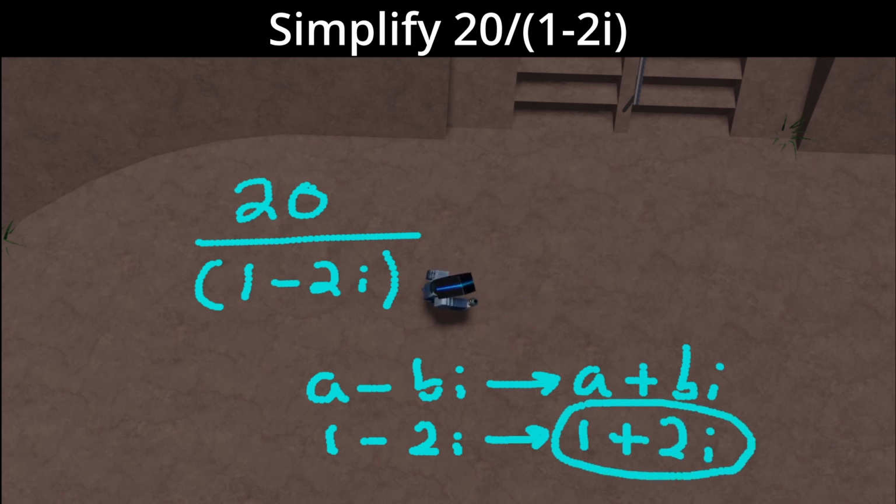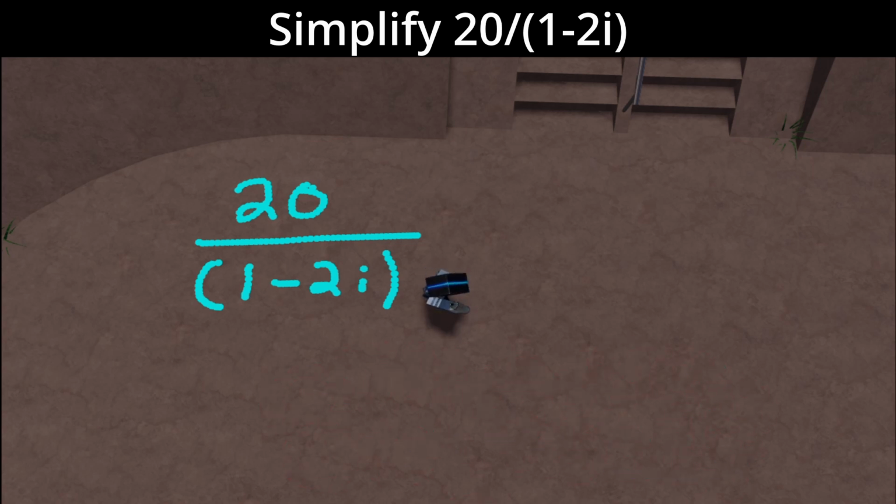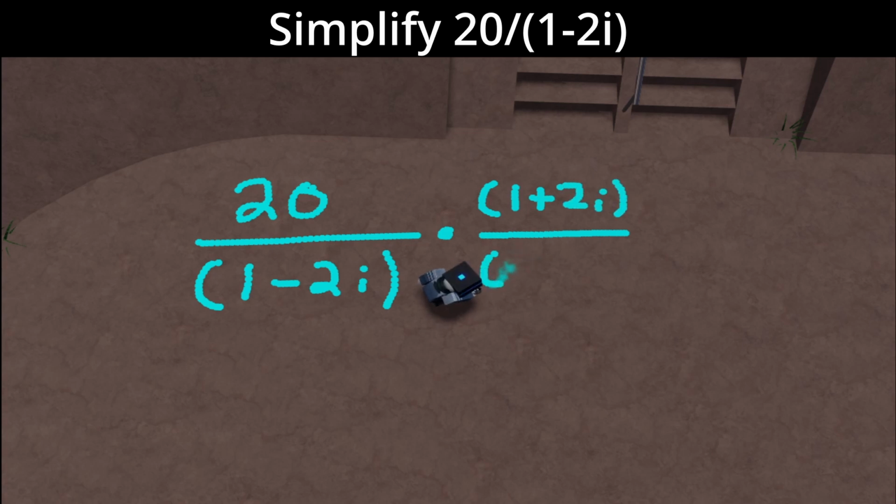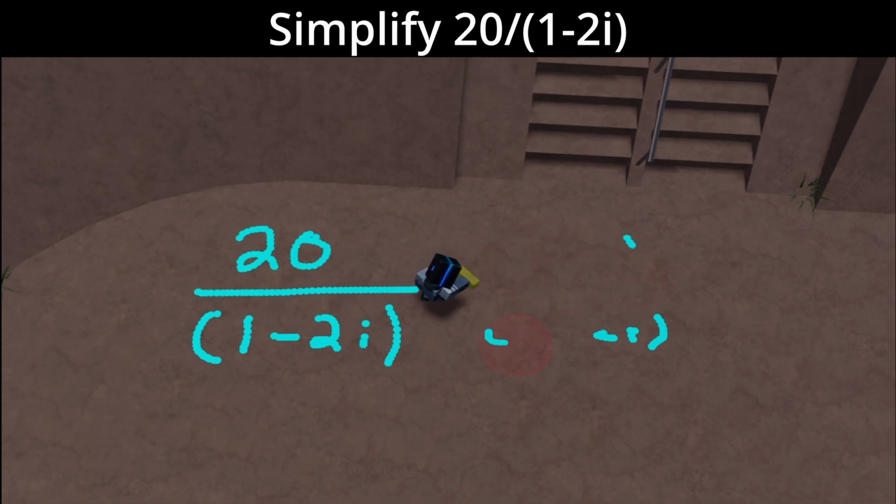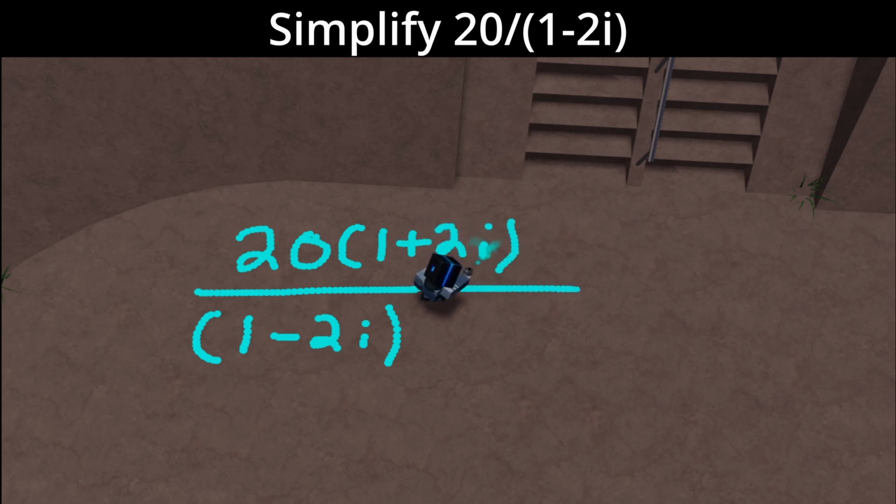Now, what do you do with this complex conjugate? What you need to do is you need to take your fraction and multiply it by that complex conjugate on the numerator and the denominator. So I'm going to have times 1 plus 2i at the top, and then 1 plus 2i at the bottom. So now let me just rewrite this as one big fraction. I'll have 20 times 1 plus 2i, and I'll have 1 minus 2i times 1 plus 2i.